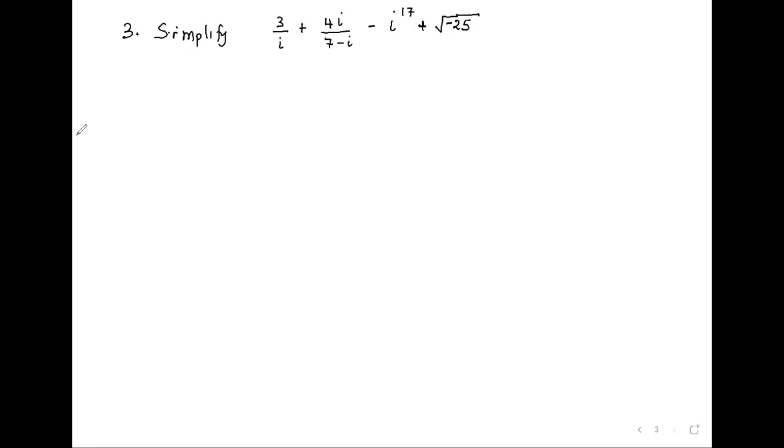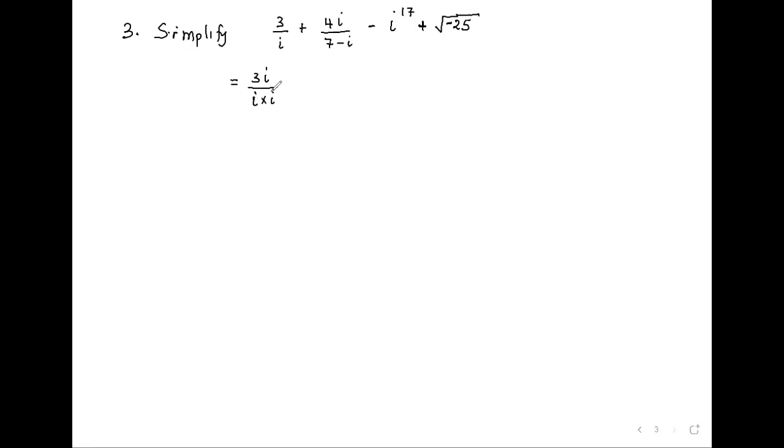Whenever you're taught to simplify a complex number, you must first get rid of any i in the denominator. That's the first thing you do. After that, you put the i's together, so we have the real parts together and the imaginary parts together. So we'll start with the first one: 3, we multiply by i and divide by i.